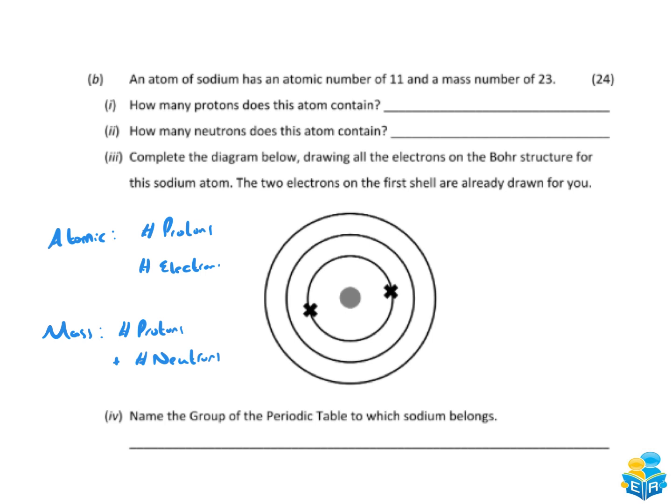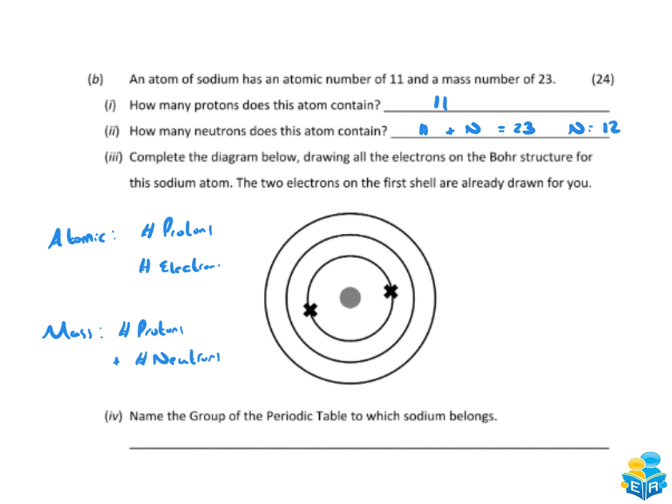So let's use this information now. How many protons does this atom contain? Well, if the atomic number is 11, we know the number of protons is going to be 11. How many neutrons does this contain? Well, the mass number is the one that we need for this. This number here, 23, is the number of protons plus the number of neutrons added together. So if we already have 11, what do we have to add to get 23? Okay, so the number of neutrons in this case would have to be 12.